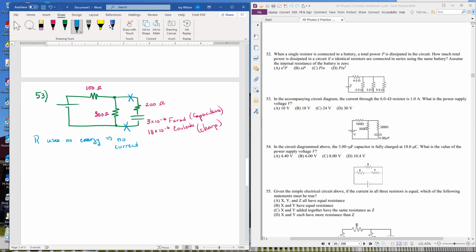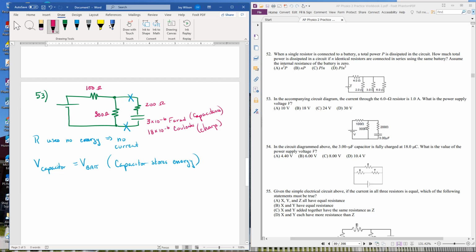Okay, so the voltage on the capacitor has to equal the voltage on the battery, and this is because a capacitor stores energy. So if we can figure out what the voltage on the capacitor is, we can also figure out what the voltage on the battery is. So here's what I'm going to do.